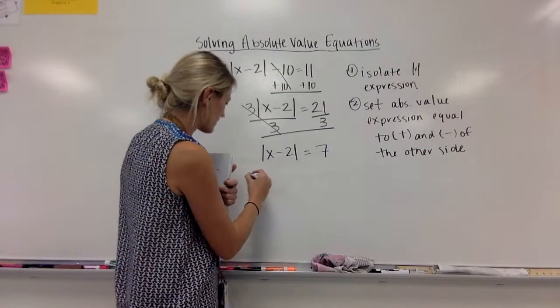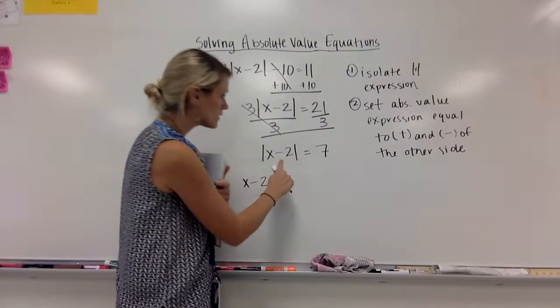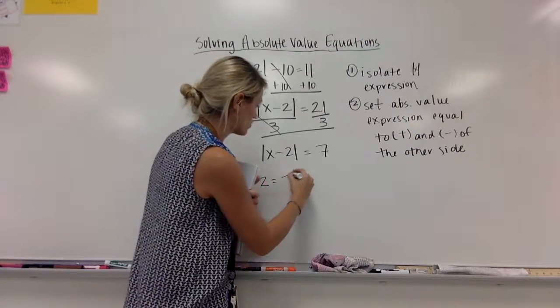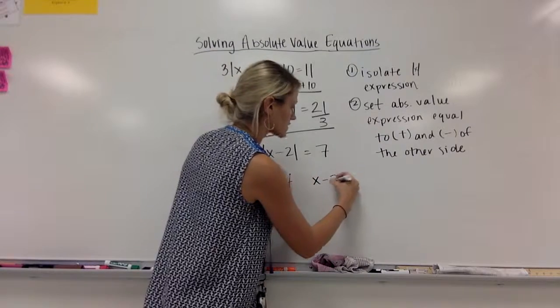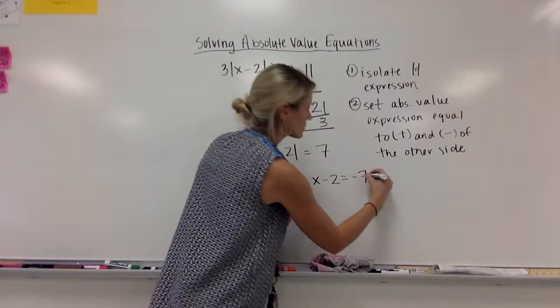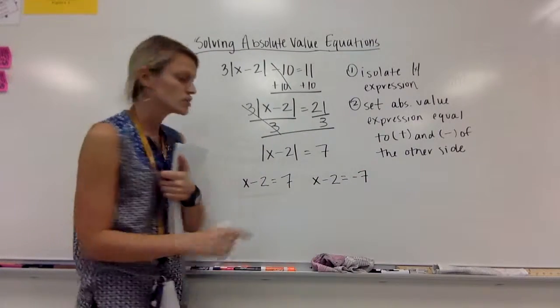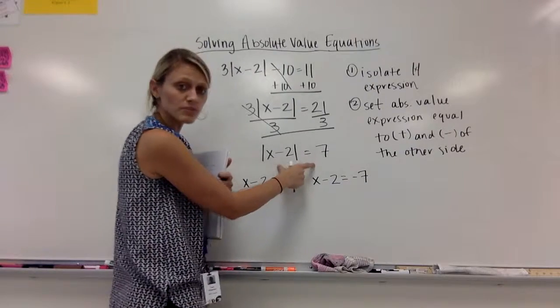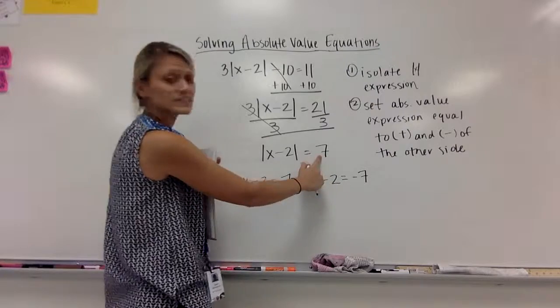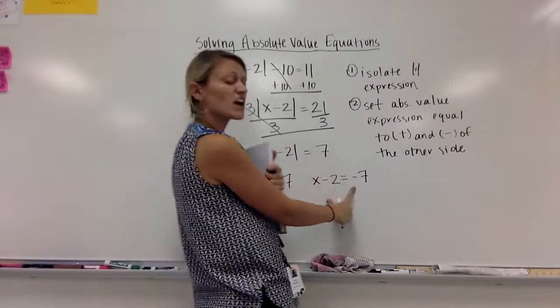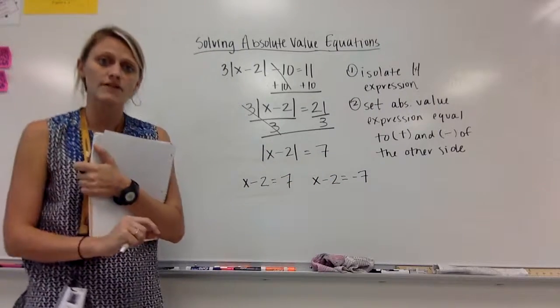So I'll have my x minus 2 equal to 7. I'll also have x minus 2 equal to negative 7. So now basically I went from this to 2. I split it up. So one of them is equal to a positive 7. The other is equal to a negative 7.